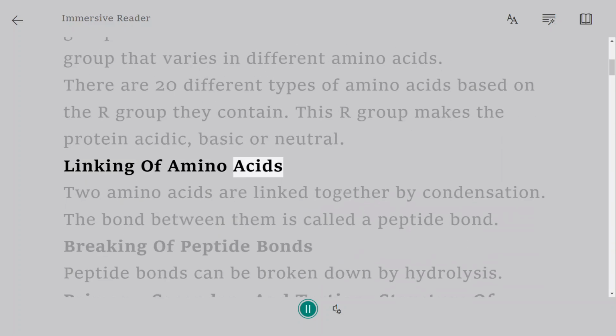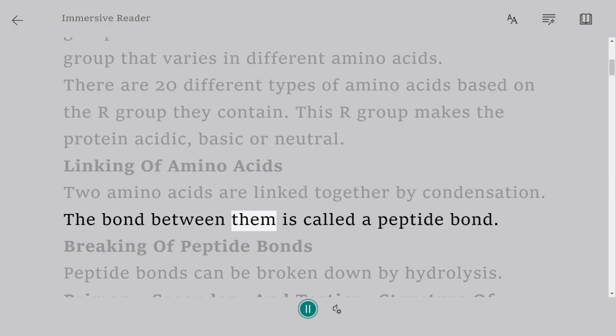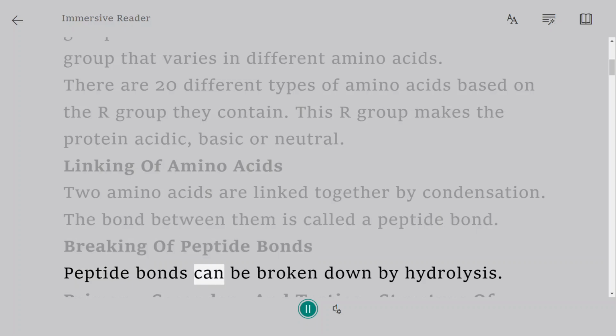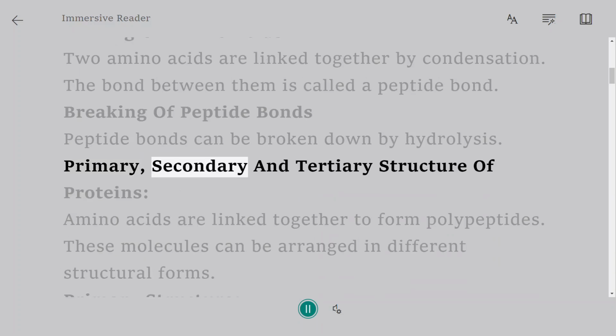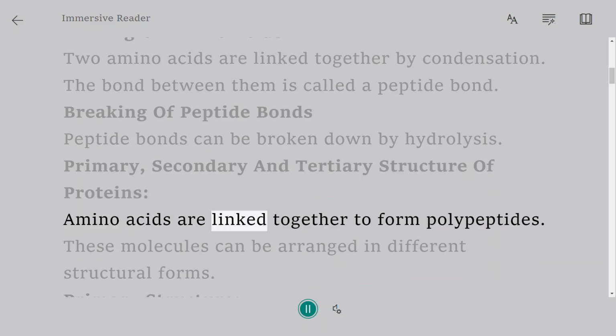Linking of amino acids. Two amino acids are linked together by condensation. The bond between them is called a peptide bond. Breaking of peptide bonds. Peptide bonds can be broken down by hydrolysis. Primary, secondary, and tertiary structure of proteins. Amino acids are linked together to form polypeptides.